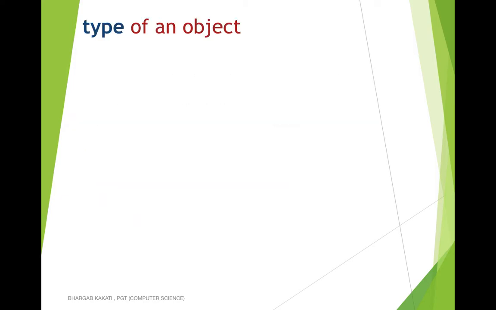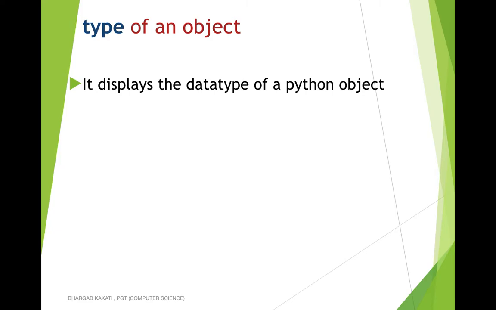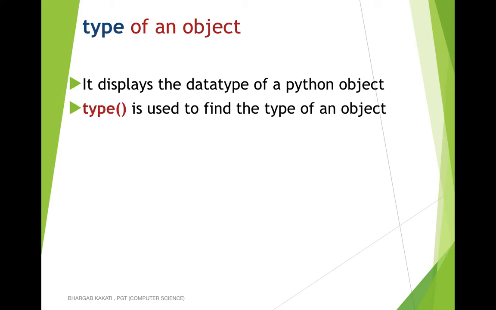So first is the type of an object. Now what do we mean by the type of the object? Now type of an object means I am referring to the data type of the object. For example, if I am saying 4, that means the type of 4 is int. If I am saying 4.5, the type of 4.5 is a float. So it displays the data type of a Python object.